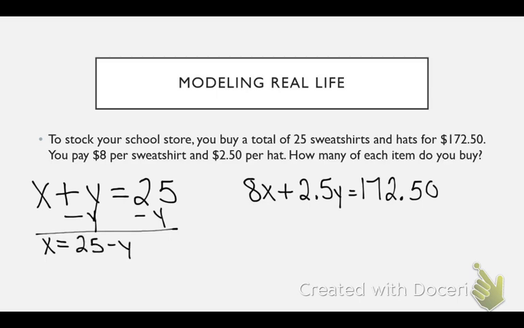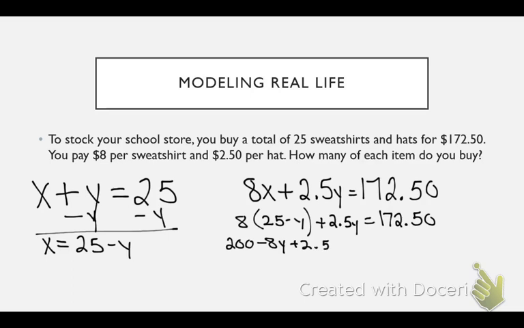Okay, I need the background noise to settle down, please. All right, what can I do with 25 minus y? Plug it in for x. 8 times 25 minus y plus 2.5y equals 172.50. I have to write kind of small to fit everything in. 200 minus 8y plus 2.5y equals 172.50. 200 minus 5.5y equals 172.50.